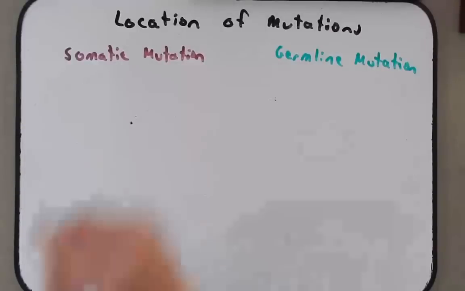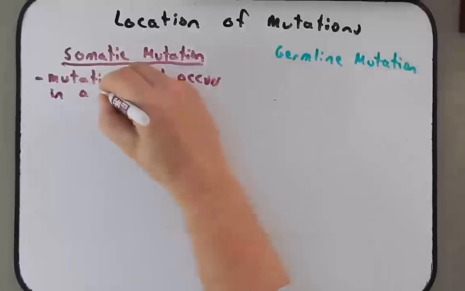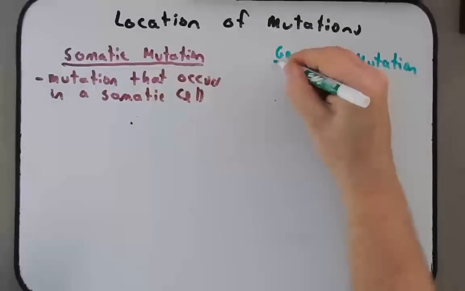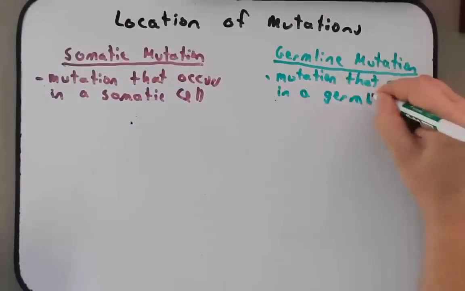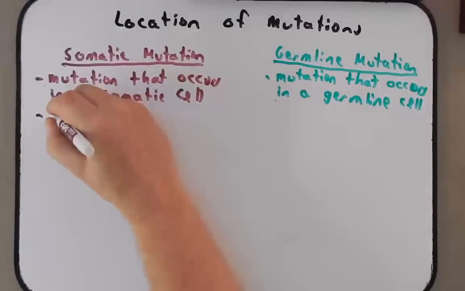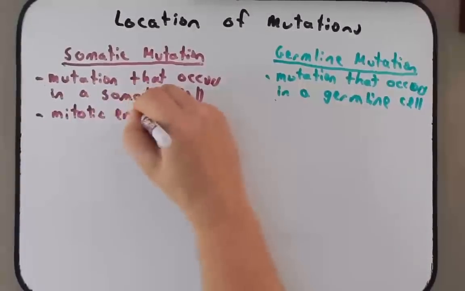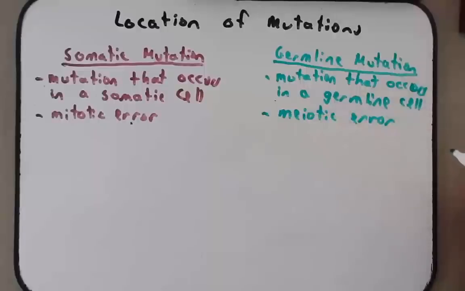Remember that somatic cells include all of our cells in our body except the germline cells, except for those cells that make our gametes. So a somatic mutation is a mutation that occurs in a somatic cell. Likewise, a germline mutation is a mutation that occurs in a germline cell, like the spermatogonium or the oogonium, one of these cells that helps make gametes. We might think of somatic mutations as occurring due to a mitotic error, and a germline mutation we might think of as a meiotic error. But it also could be due to a mitotic error.